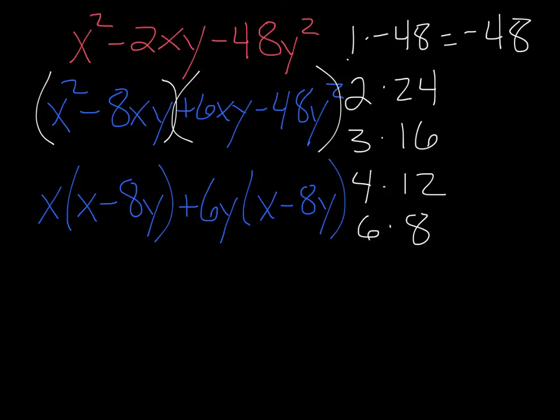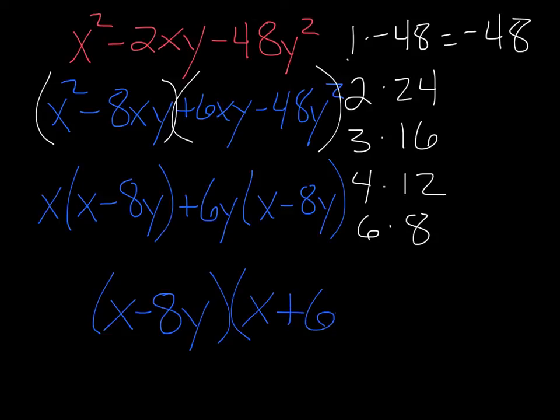And again, always check to make sure that what you're looking at can be multiplied together to give you the line above it. X times x is x squared. X times negative 8y is negative 8xy. Positive 6y times x is positive 6xy. Positive 6y times negative 8y is negative 48y squared. We're in a good place. We're almost done here. Both of these terms have an x minus 8y, and we're left over with an x plus 6y.